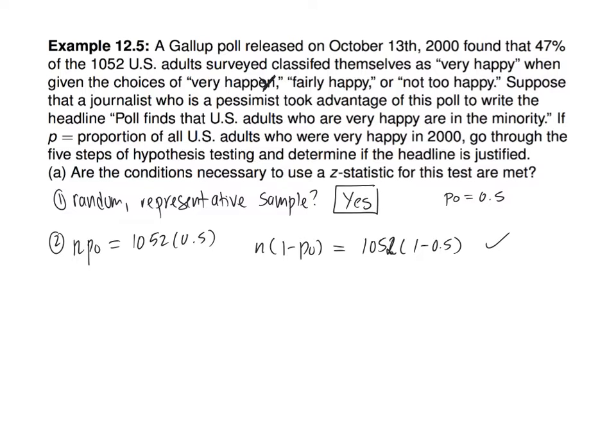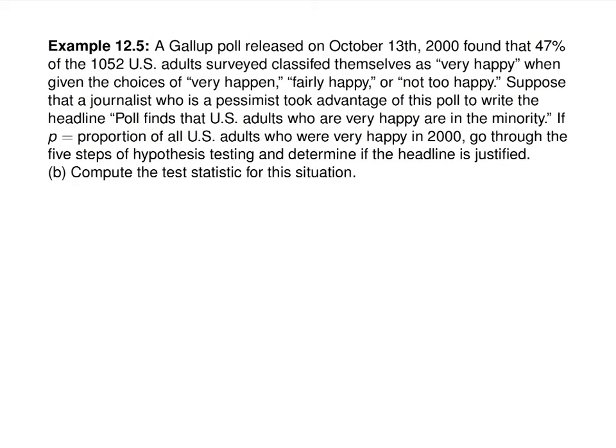All right. Part B says to find the test statistic. And so I didn't write out the null hypotheses. I'm going to start with that. So H naught is that the proportion of adults who are happy is 0.5. And HA is that this number is less than 0.5, because they want to say that they're in the minority, less than half.